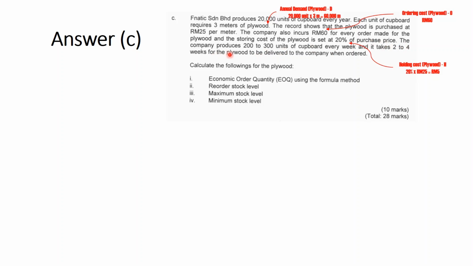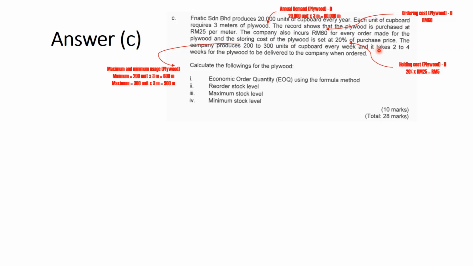Next, the company produced 200 to 300 units of cardboard every week. The information on usage is given for the cardboard, so we need to identify it for the plywood. So maximum and minimum usage of plywood: minimum 200 units of cardboard multiplied by 3 meters, then we get 600 meters, which is the minimum usage. Maximum 300 units multiplied by 3 meters, which is 900. So this one is the maximum usage.